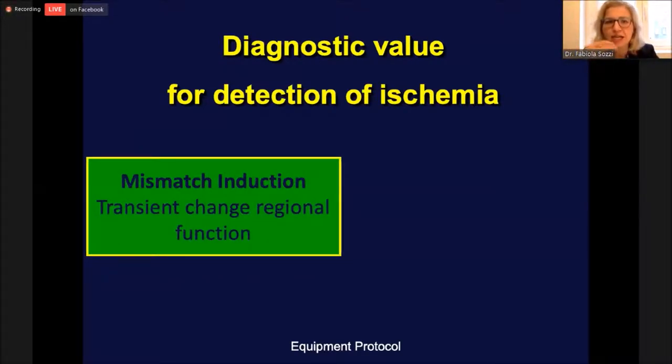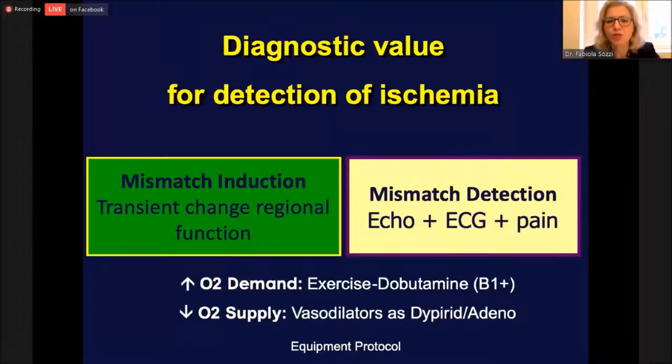Ischemia is a transient change in regional left ventricular function. With echo, we want to detect this left ventricular wall motion abnormality that is not present at rest. So we use imaging, we interpret the ECG as in exercise ECG, and we pay attention to symptoms. We have several equipment and protocols. I don't want to bore you with these details, but we know that dobutamine is one of the most used, especially in the past, and it is based on the increase of oxygen demand. There are many studies on dobutamine, but also many studies on vasodilators, especially in Italy.